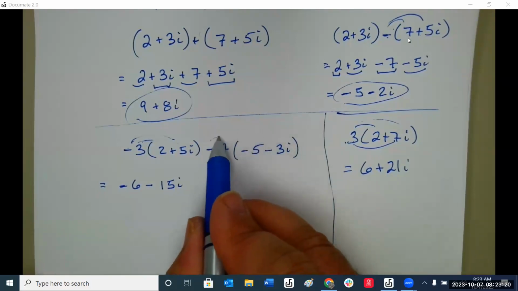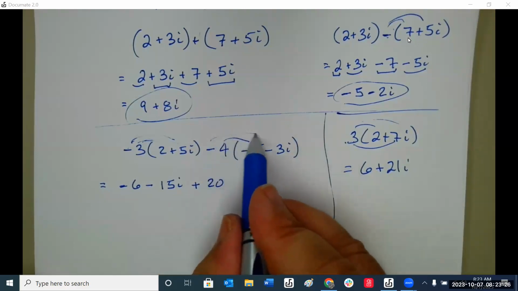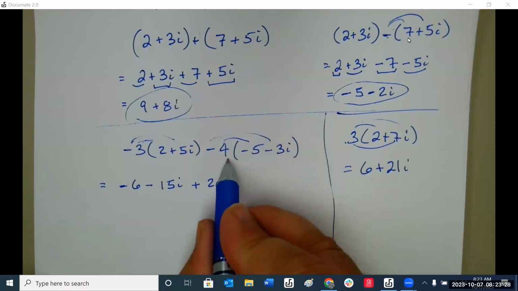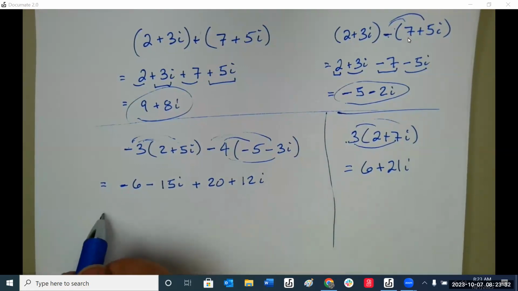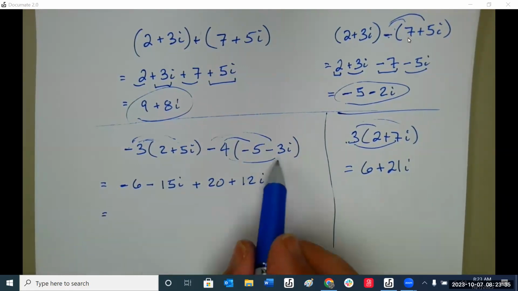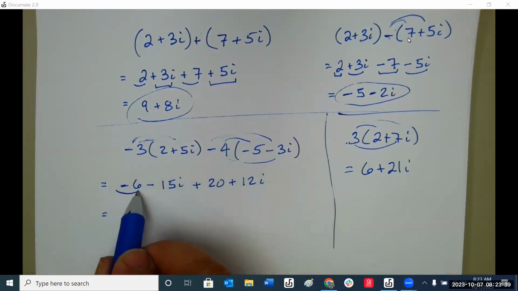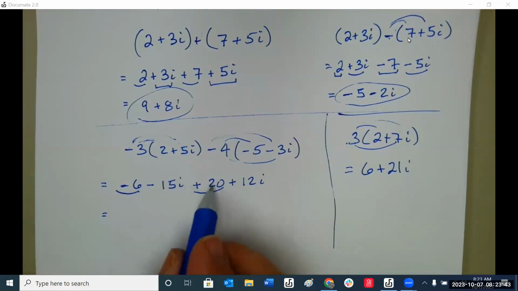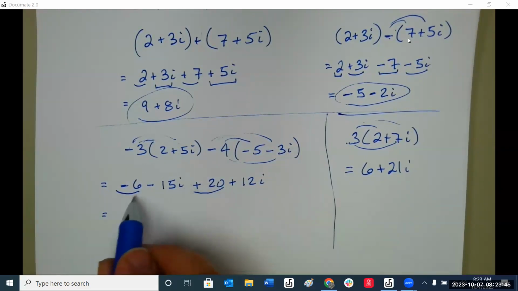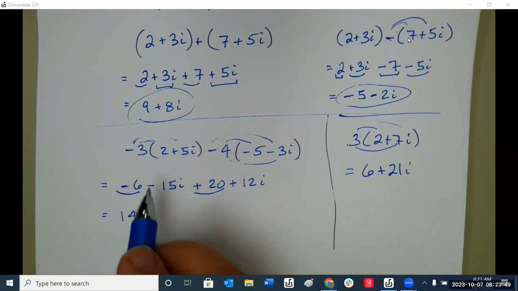Same with the second one. Negative times negative is positive. 4 times 5 is 20. Negative times negative is positive. 4 times 3 is 12i. We got rid of the parentheses, so it's combine like terms. Negative 6, positive 20. Opposite signs, take the sign of the larger. The answer is positive. 20 minus 6 is 14.